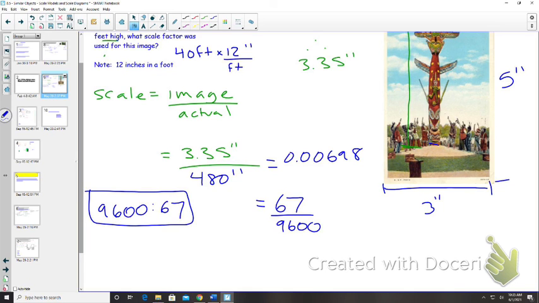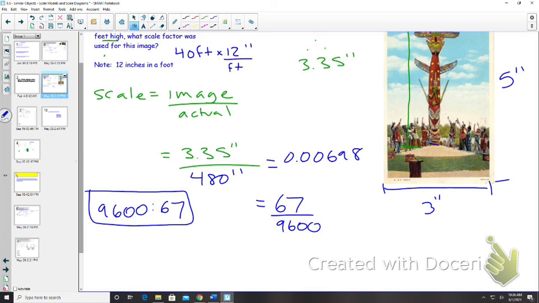You couldn't go 9,600 divided by 67 and then have 67 as 1? Oh, you could, but this is an exact answer, right? If you were to reduce it any further, it would be an approximation, because 67 is a prime number, so it can't be reduced any further. But you're absolutely right. If we can, we put it into lowest terms, right? That's where I messed up.